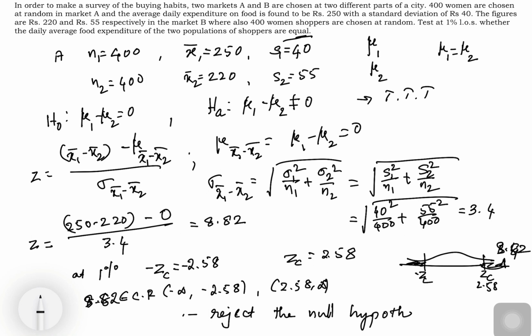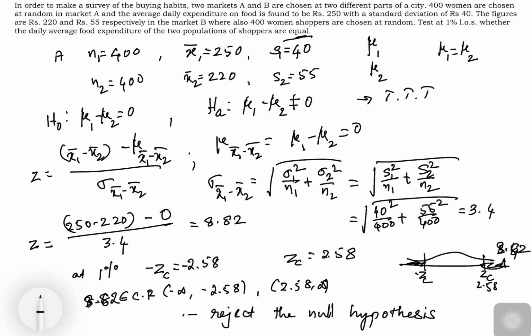So this is the critical region, this is minus ZC and this is ZC. Anything in here is in the critical region, and we have obtained, sorry, 8.82, so certainly it belongs to the critical region. Therefore we are going to reject the hypothesis. Which hypothesis? The null hypothesis, which is that the population means are equal. So reject means the population means are not equal.